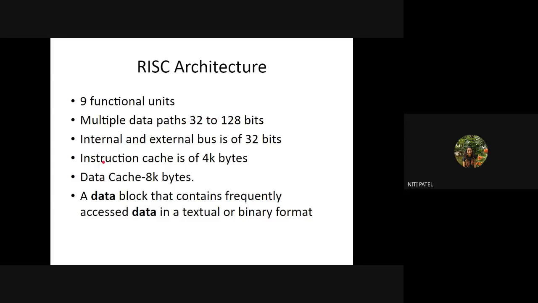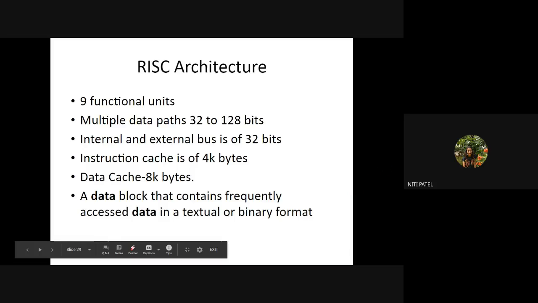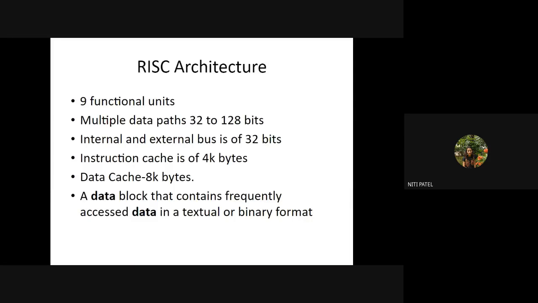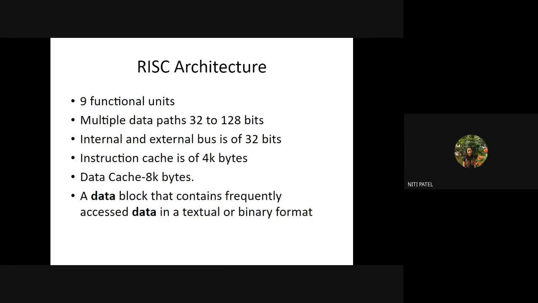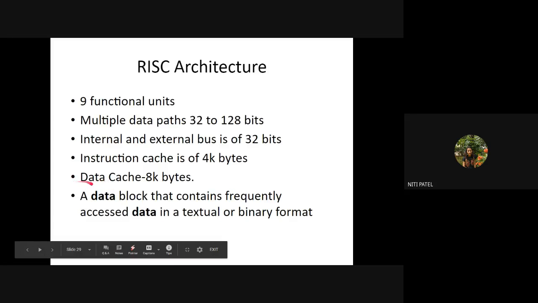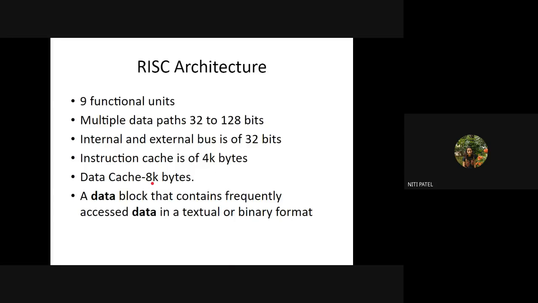Your instruction cache is of 4K bytes. Instruction cache means a place where all the instructions are stored. What is the size of that? It is 4K. Then you have the data cache. For example, when I write an instruction, add A, B, where will this entire instruction be stored? In the instruction cache. But the values A equal to 5 and B equal to 6 will be stored in the data cache. So the size of the instruction cache is 4K, and the size of the data cache is 8K bytes.